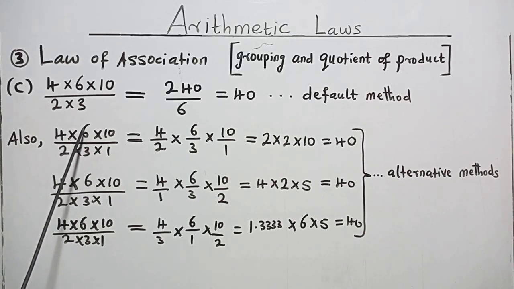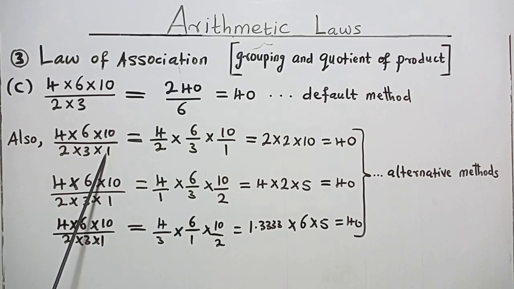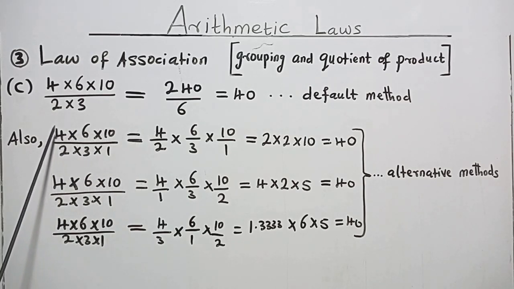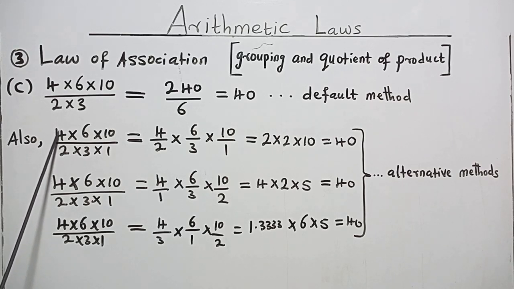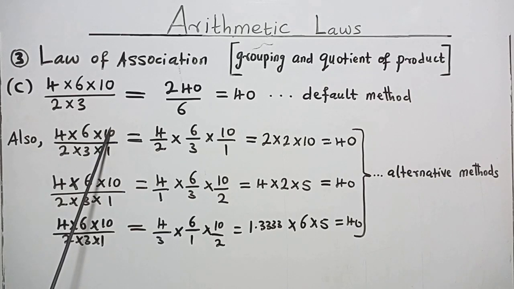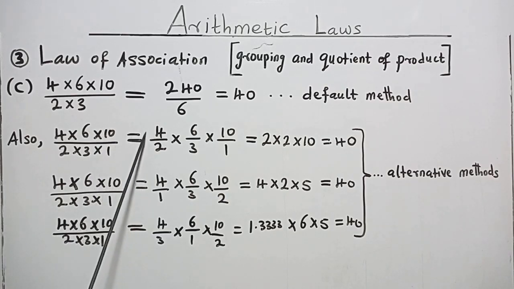Right, so 1 is here for that purpose. So 4 times 6 times 10 over 2 times 3 times 1. I now hope you know why the 1 is here. Let's make progress. Notice what happens next. Let us divide 4 by 2, divide 6 by 3, and divide 10 by 1. See the divisions going on here.